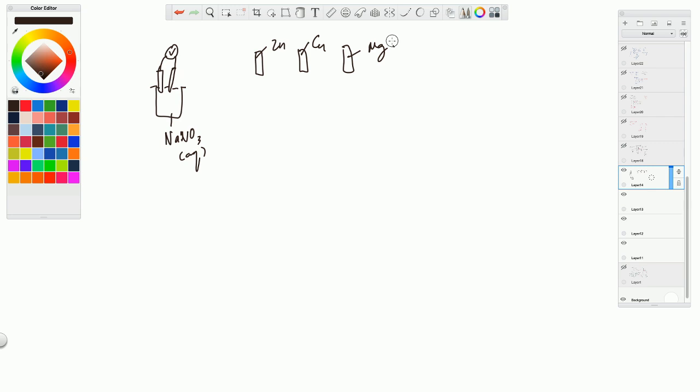Okay, which is the highest one? The highest one will be the furthest apart. Yang paling jauh dalam siri elektrokimia. Cuprum dan magnesium paling jauh. So, kamu kena lukis cantik-cantik.